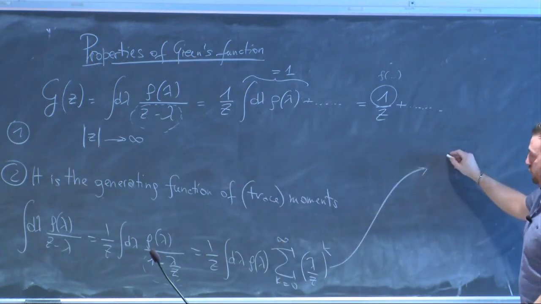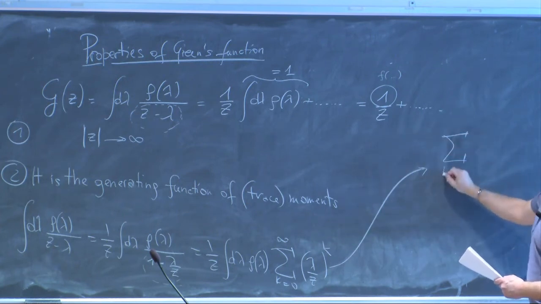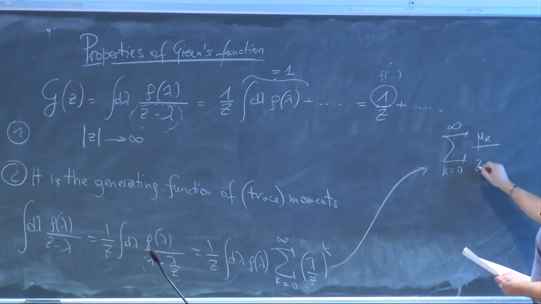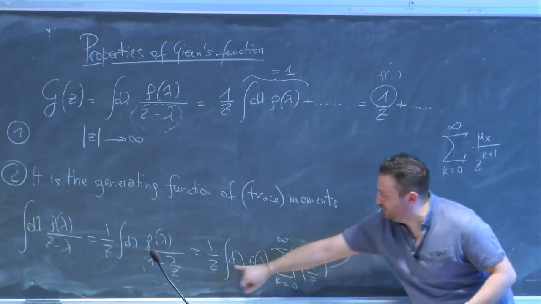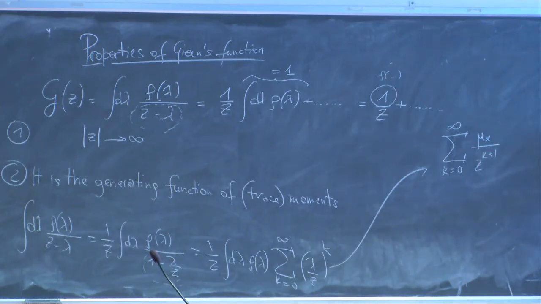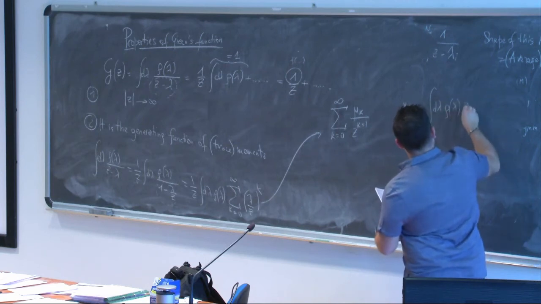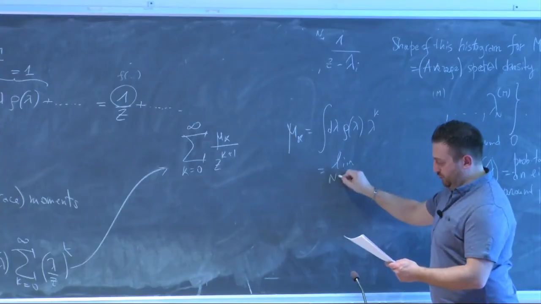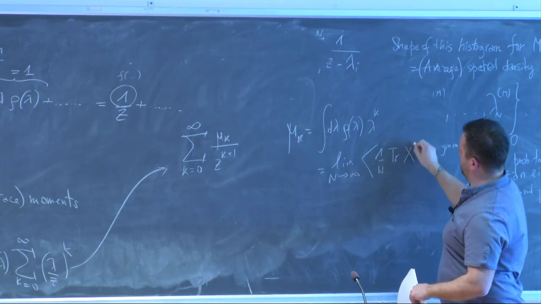So if you go like this, this will be summation k from 0 to infinity of mu k over z to the k plus 1, because you have z to the k and there is an extra z here. And this mu k are the integral d lambda, rho of lambda, lambda to the k. So this is the limit n to infinity of 1 over n trace of x to the k.